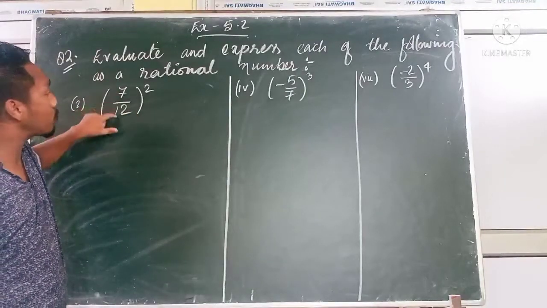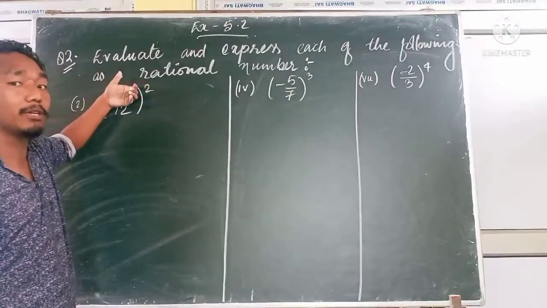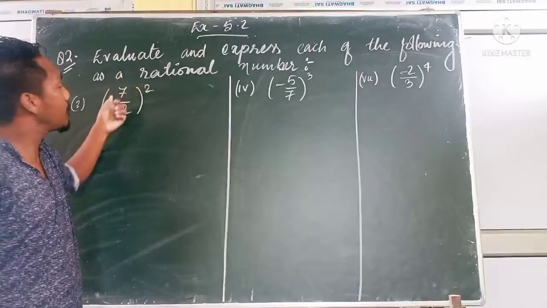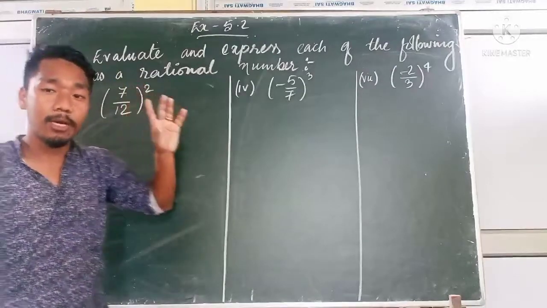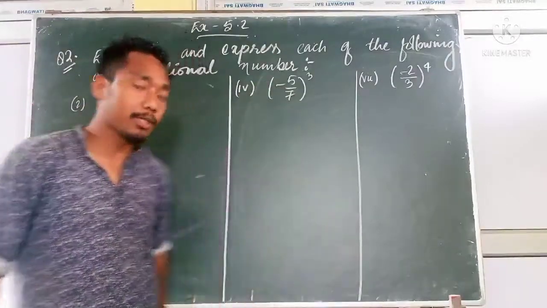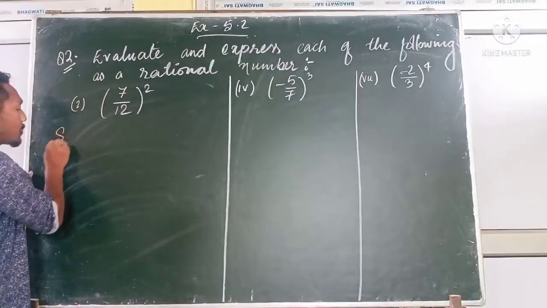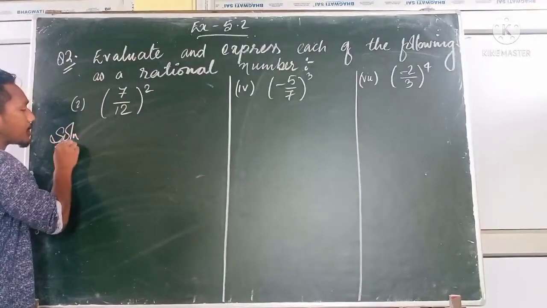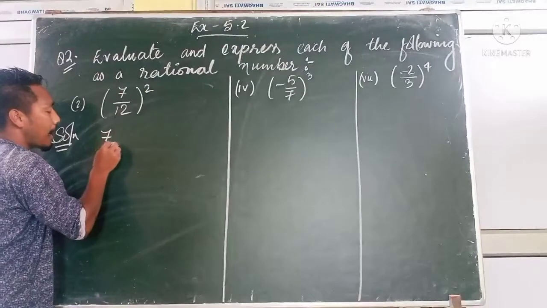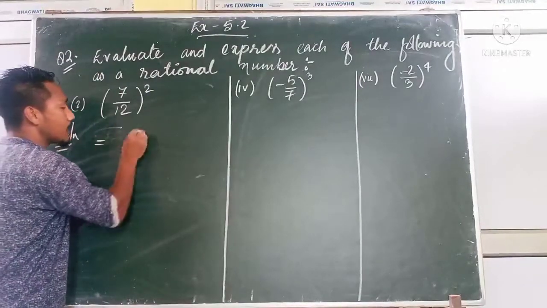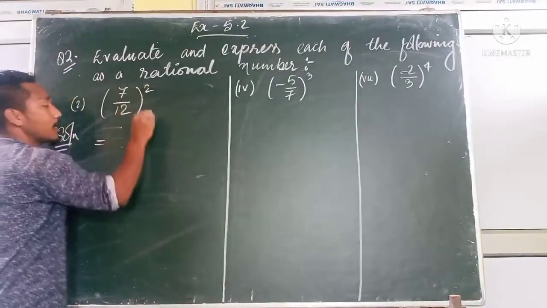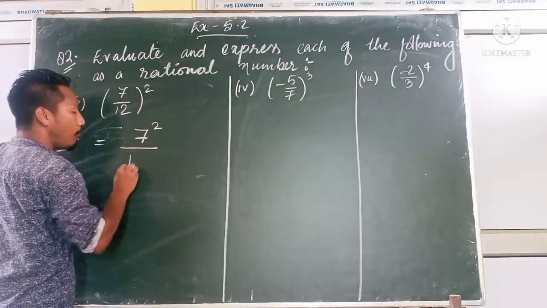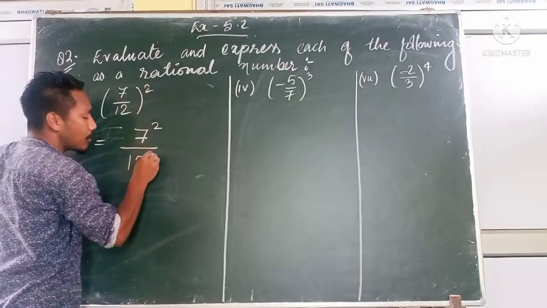Why? Because 7 by 2 raised to the power is written in the form of power. That is why it is said to be the exponential form. Okay, now we have to solve this in the form of rational. We have to find out the rational number. 7 by 12 whole squared equals what? I can give the square to the 7 also, and 12 squared I have to move to the downside.